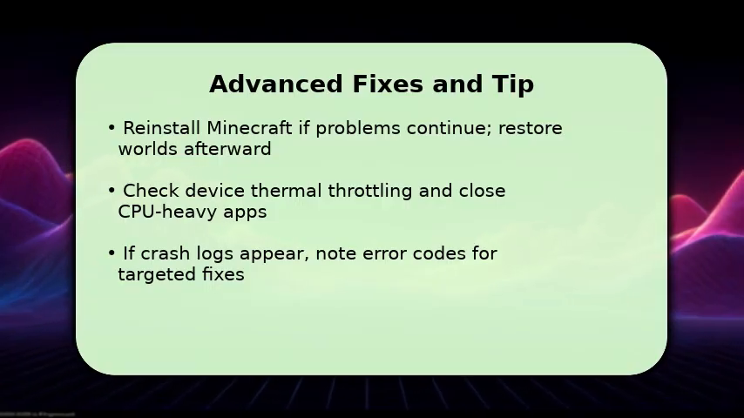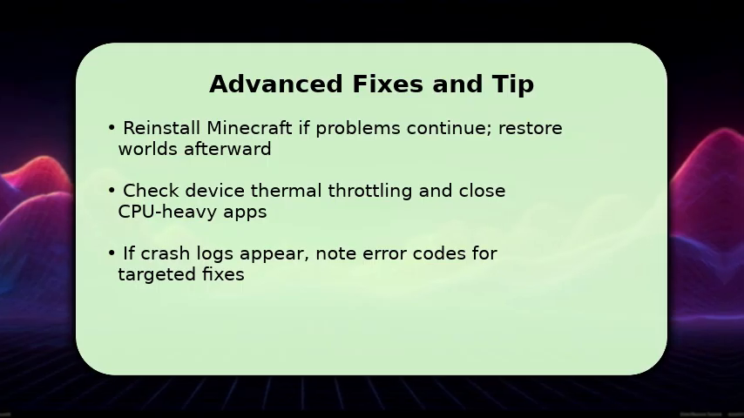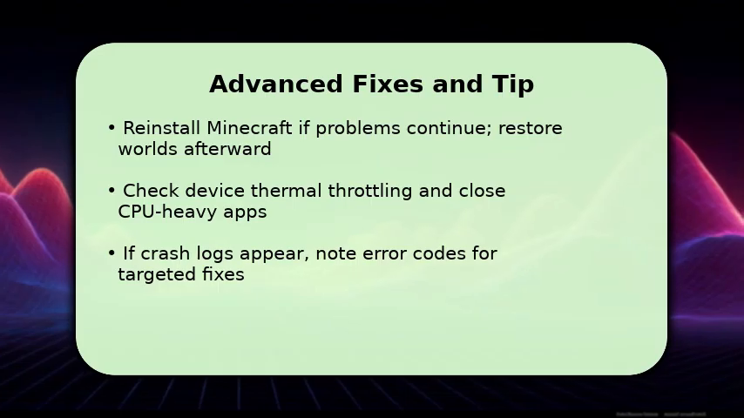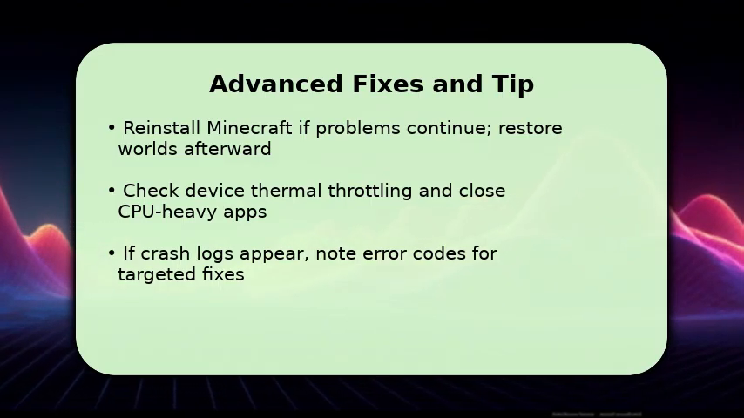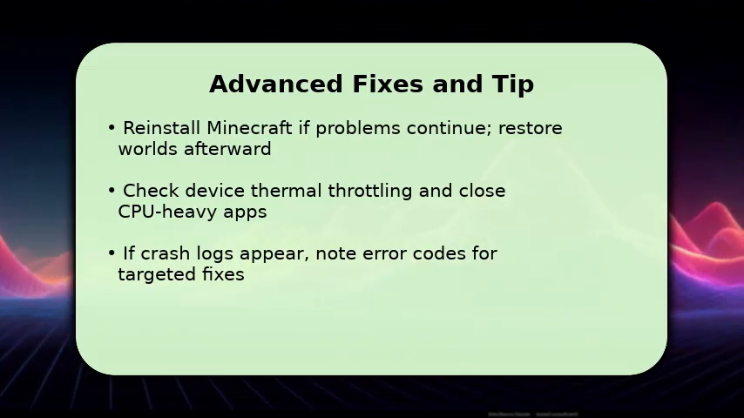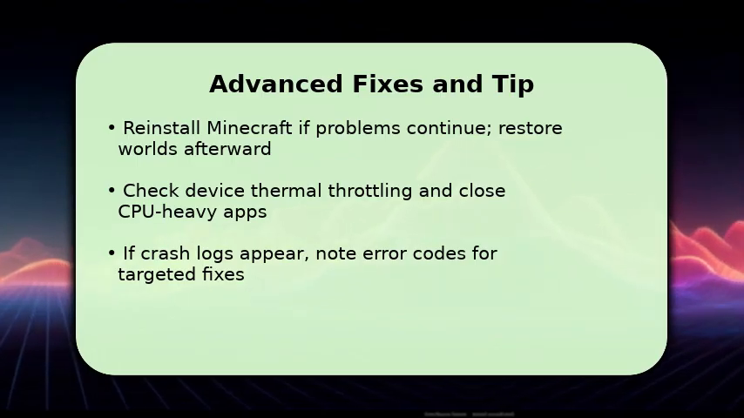You should also monitor device temperature and close CPU or GPU-heavy apps because thermal throttling can cause sudden exits. If the game produces crash logs or error codes, write them down. Those codes point to specific causes like memory or rendering issues and guide targeted fixes. One key troubleshooting tip: toggle Android developer options back.